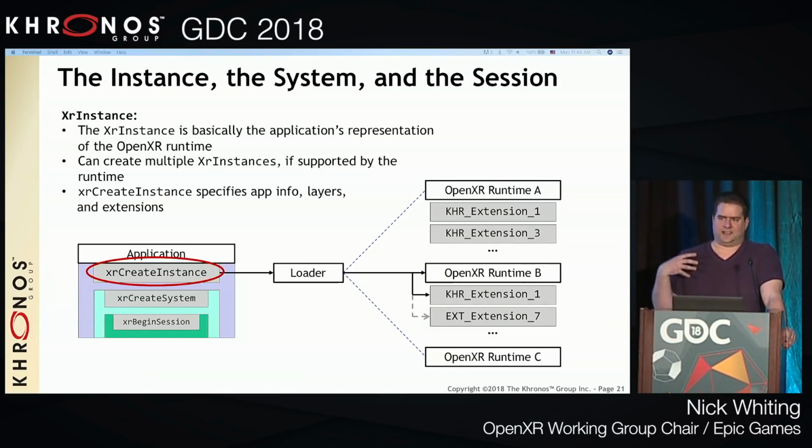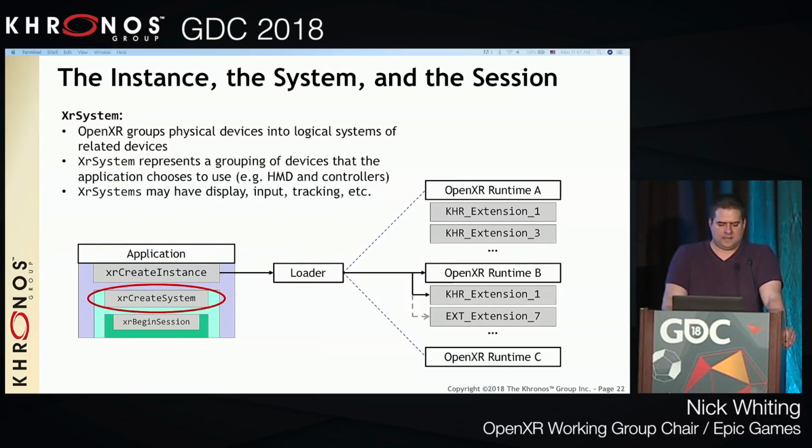So the application is like, hey, I'm ready to go. I need the extensions for Vulkan potentially. Give me a runtime that's compatible with that, and then it returns a handle to that runtime, which we then use to do the rest of our OpenXRing.